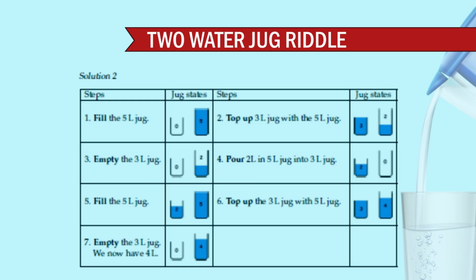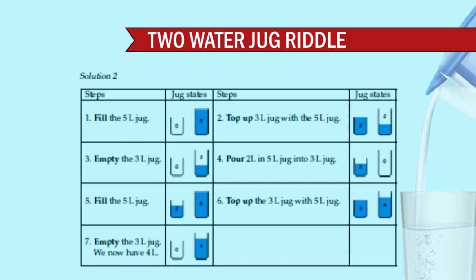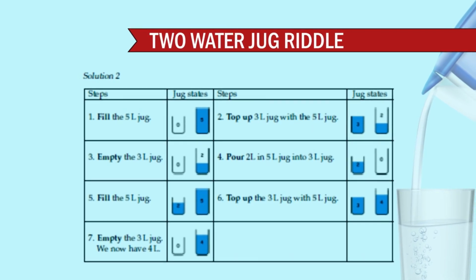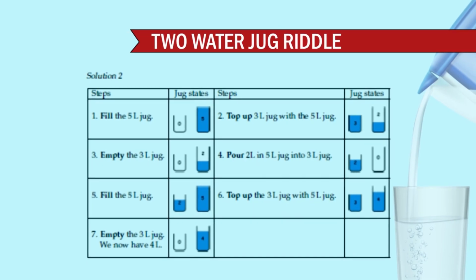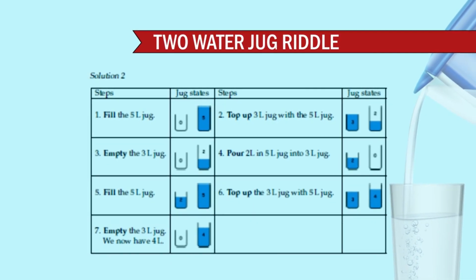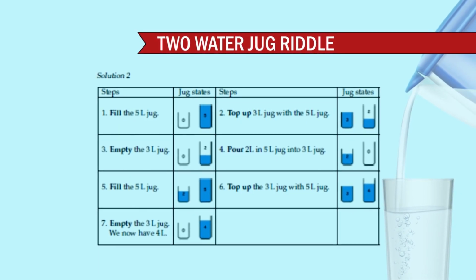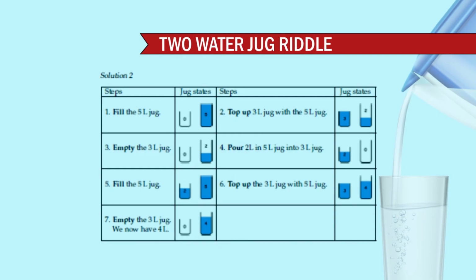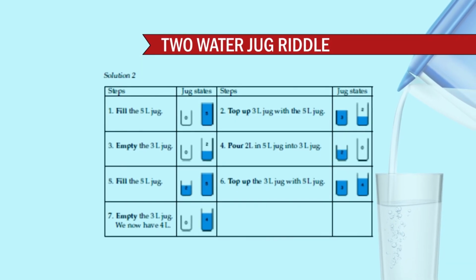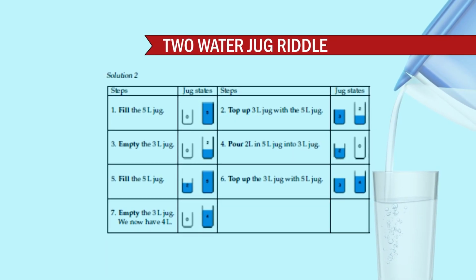So, again it is filled, and that means the 5 liter jug is completely filled and the 3 liter jug has 2 liters of water. So, if we fill the 3 liter jug from the water present in the 5 liter vessel, only 1 liter will be passed on. So, the 5 liter vessel will have 4 liters of water in exact quantity. So, we can now throw away the 3 liters of water contained in the 3 liter jug. So, exactly we have 4 liters of water.